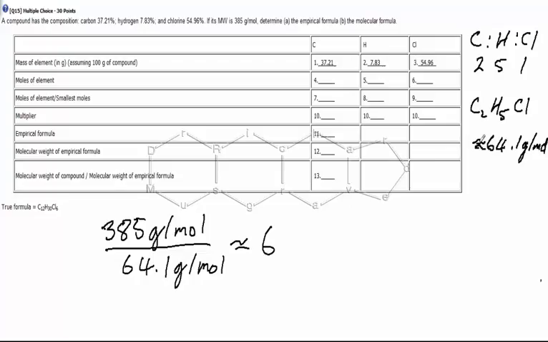So what that means is that in each of these true formula units, we've got 6 of these, so all we have to do is take the 6 and multiply it by C2H5Cl, and that's how we'll get C12H30Cl6.